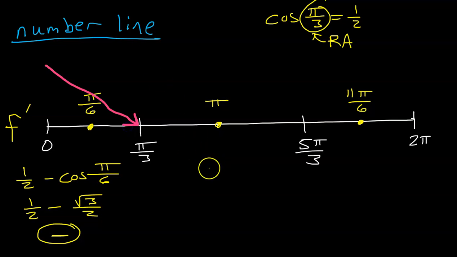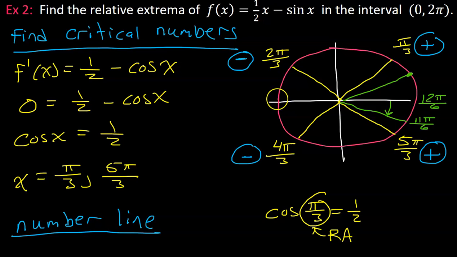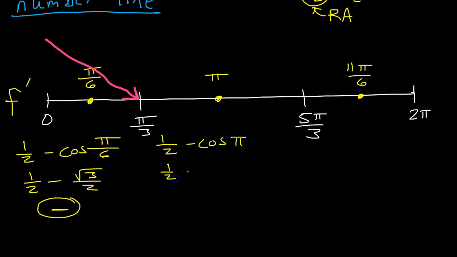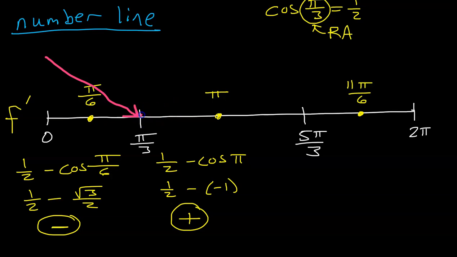Okay, now let's evaluate the first derivative at pi. That's going to be 1/2 minus the cosine of pi. Of course, cosine is the x value on the unit circle, and here at pi, that would be negative 1. So this is going to be 1/2 minus negative 1. Minus a negative is really addition, so this is definitely going to give us a positive value, which means the function is increasing on this interval.